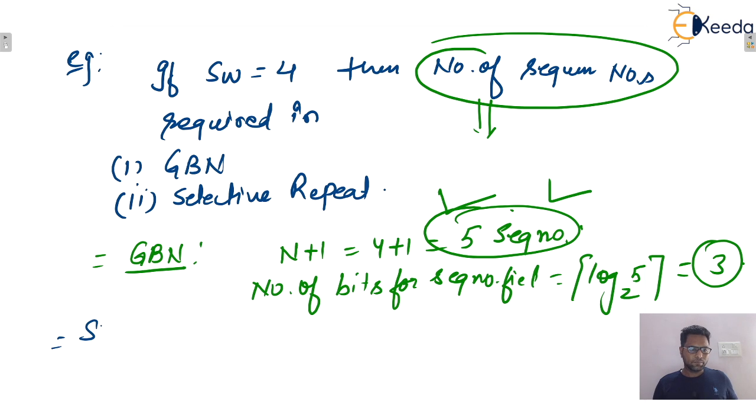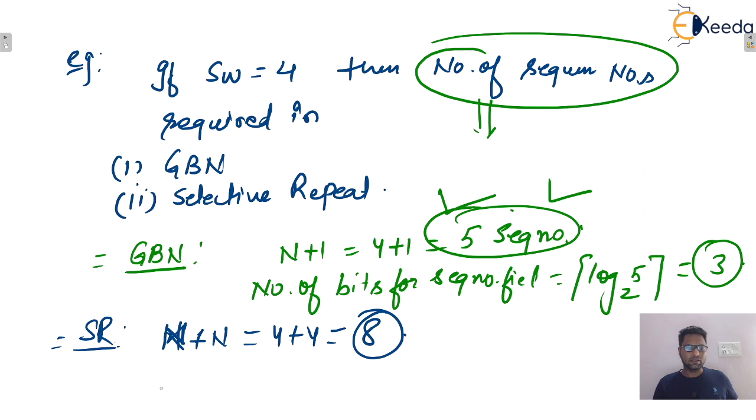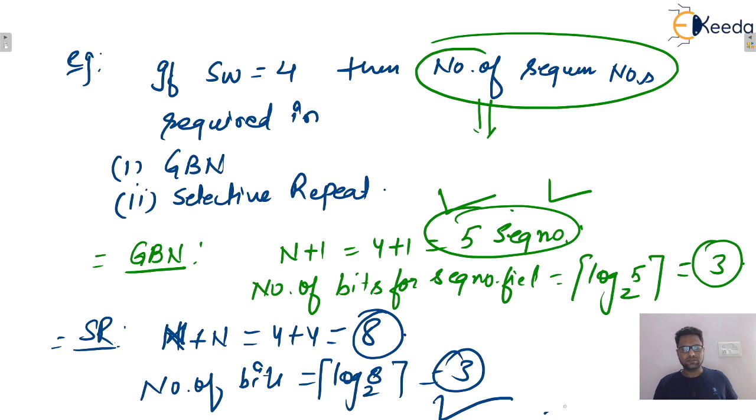Similarly, for selective repeat, n plus n, that is 4 plus 4, at least 8 sequence numbers are required, and the number of bits will be log 8 base 2, take the ceil value, so 3 will be the answer. I hope this one is clear to everyone.